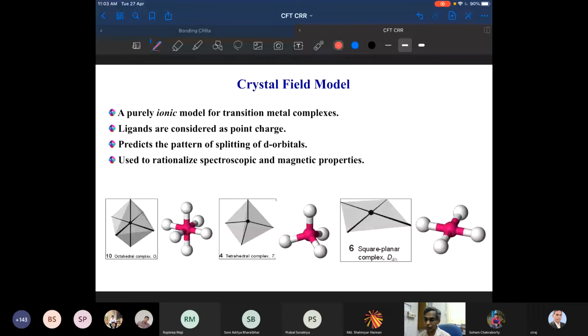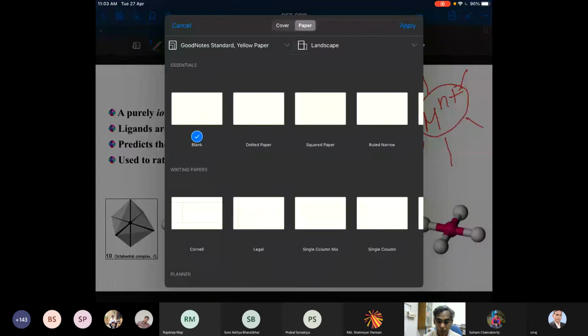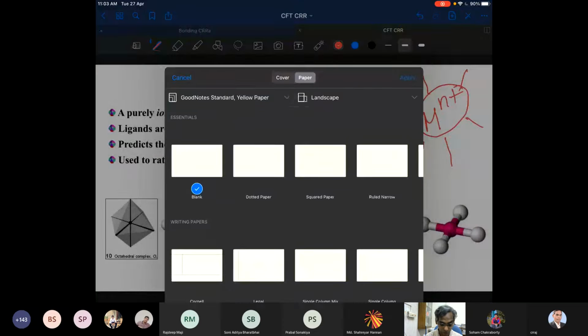So what is all about crystal field theory? It's quite straightforward. It's a purely ionic model. So the metal center is positively charged. Say for example, you have an Mn+. This is a metal center. Now the ligands are coordinated to the metal center, say for example, in an octahedral complex. Let me draw this one. Okay, now look at here.